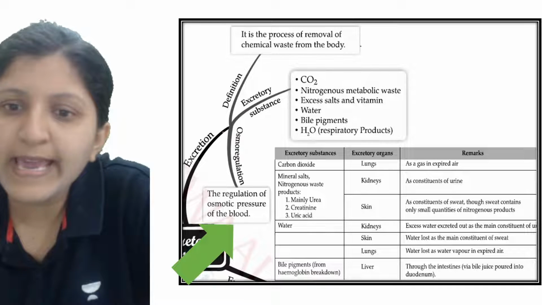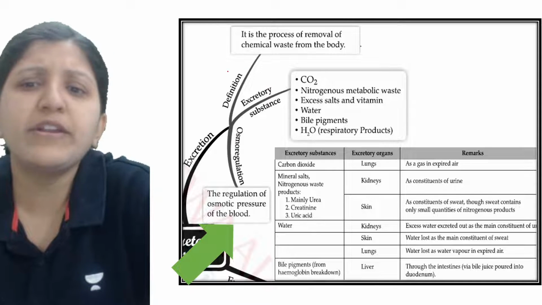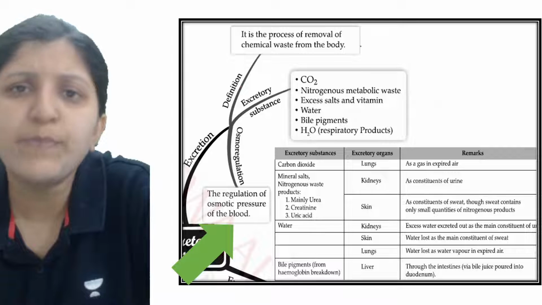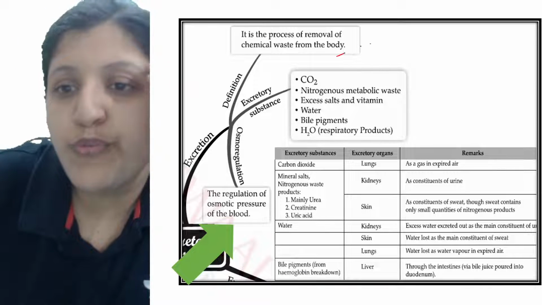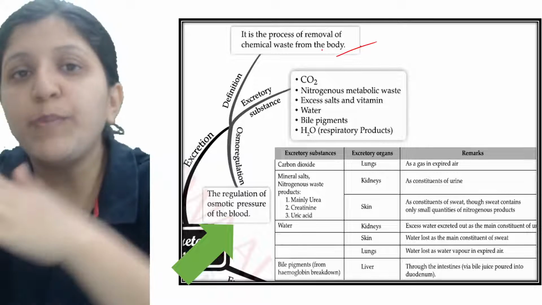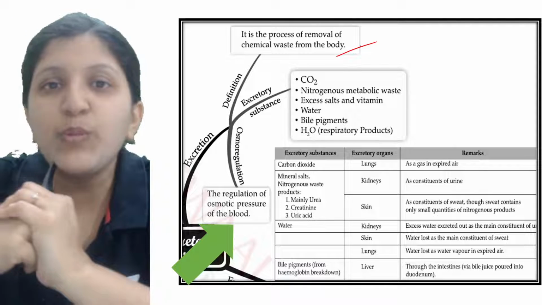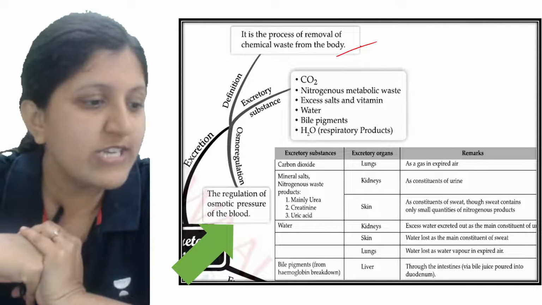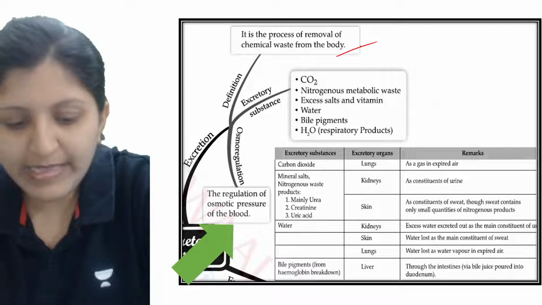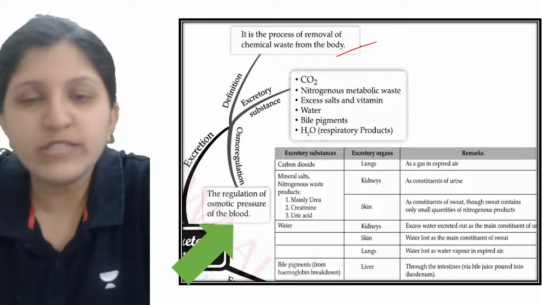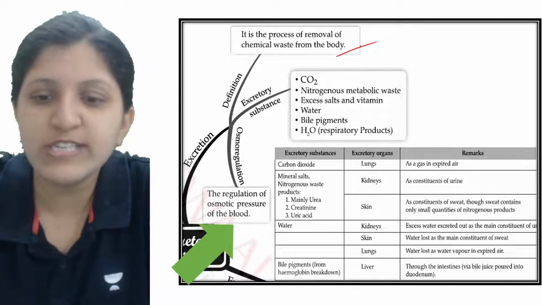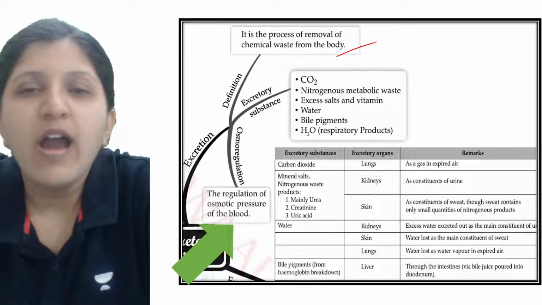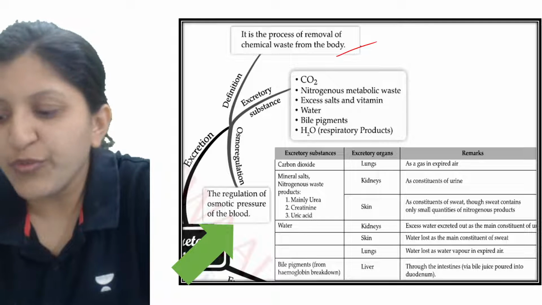Here, when we mention excretion, there are different excretory products that are to be removed. It is the process of removal of chemical waste from the body. So what exactly is that chemical waste? It is nitrogenous waste, right? What are the nitrogenous wastes that are formed in the human body, or in general any nitrogenous waste? Can you name a few nitrogenous wastes, any of you?